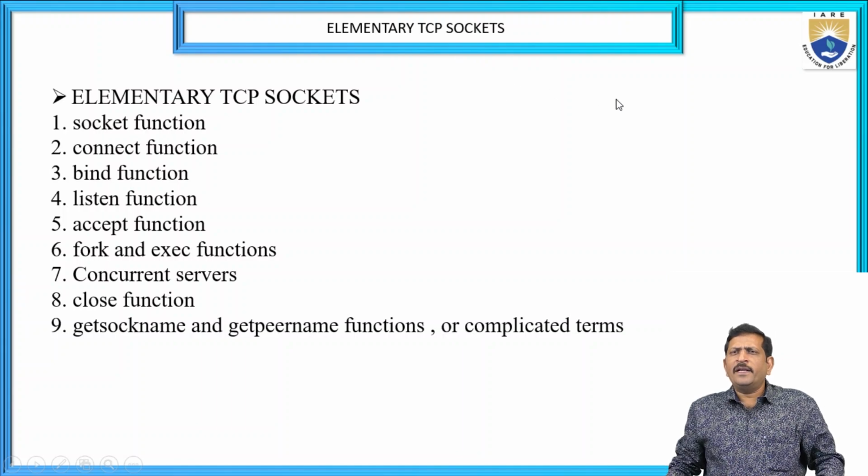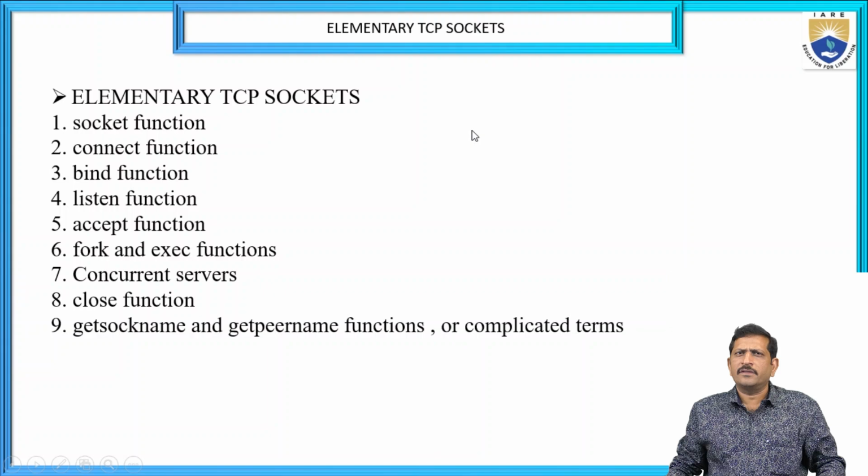Next, elementary TCP sockets. Elementary TCP sockets are the socket function, connect function, bind function, listen function, accept function, fork and exec functions, concurrent server, close function, and getsockname and getpeername functions. So these are all the elementary TCP sockets.